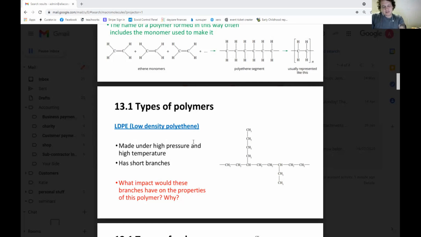If we're thinking about intermolecular forces, what impact would the branches have on this polymer? Take 60 seconds to have a think about it.